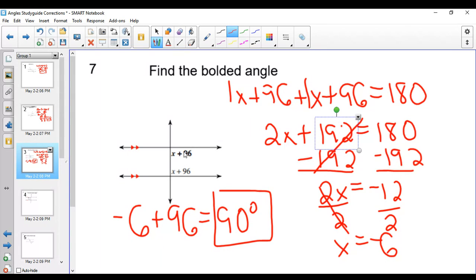Also, if I look at these two angles, they are represented by the exact same algebraic expression, x plus 96, which means they're congruent. So that means I have two angles that have to be the same thing, and they have to add up to equal 180. So you could also just do 180 divided by 2 and get 90 degrees. So that would be another option for that one.